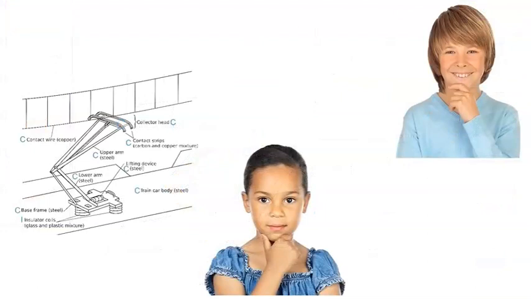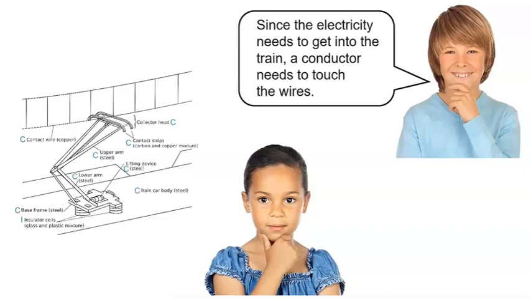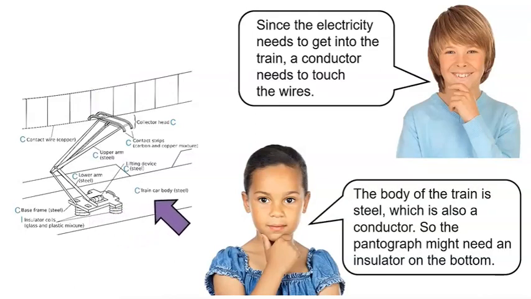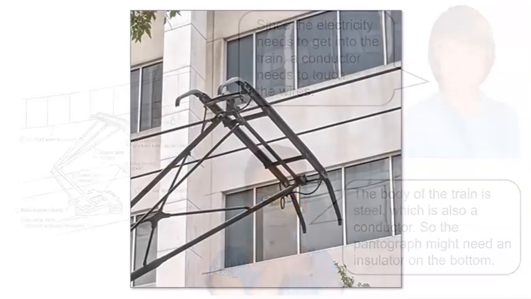Now let's explain how conductors and insulators work together in the pantograph. Maybe you think that since the electricity needs to get into the train, a conductor needs to touch the wires. I agree. And maybe you said the body of the train is steel, which is also a conductor. So the pantograph might need an insulator on the bottom. That's a great point. Without the insulator coils, electricity would go through the train car body instead of going to the motor. Let's look at this flow of energy in a photograph of a pantograph.